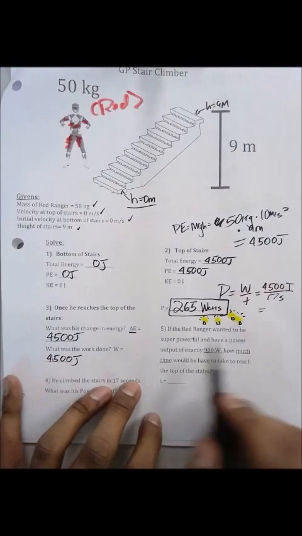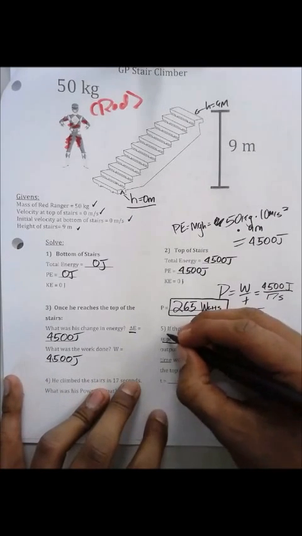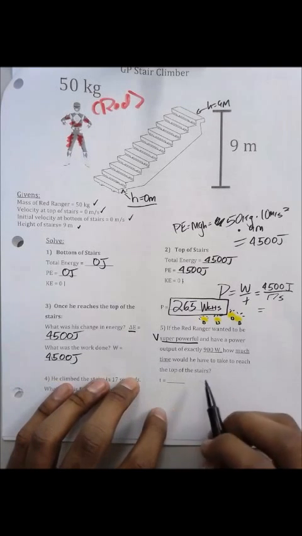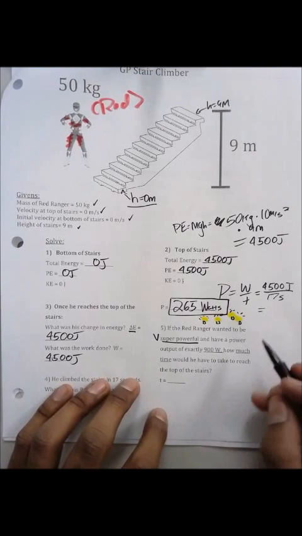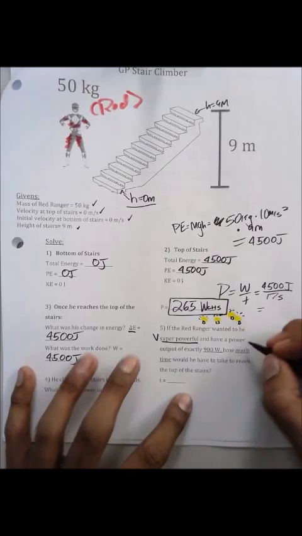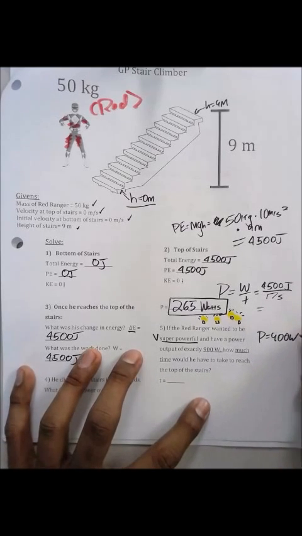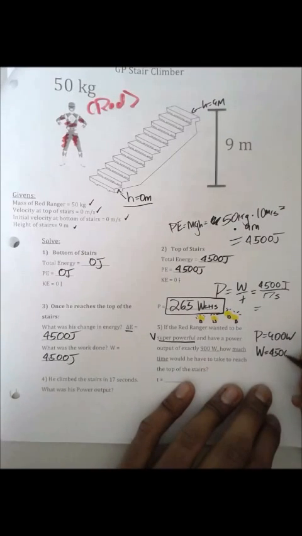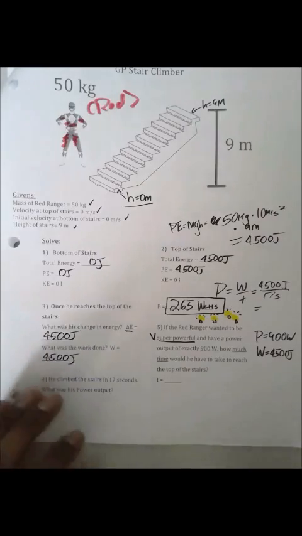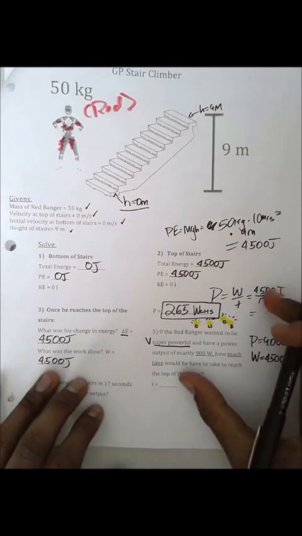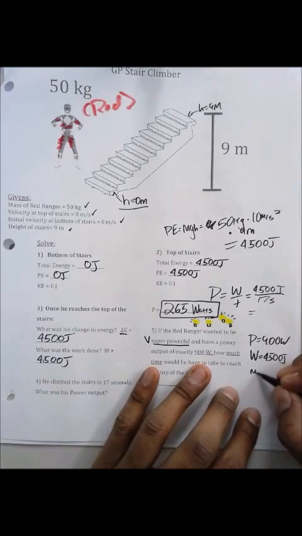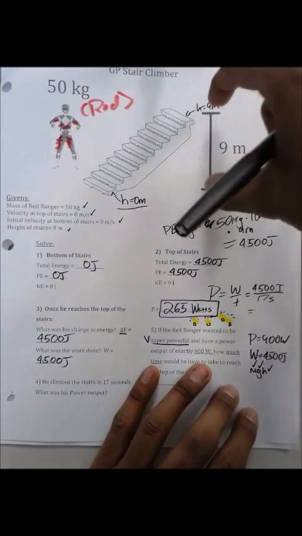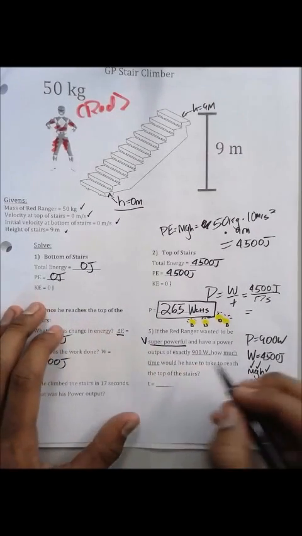Alright, the Red Ranger wanted to be super powerful and have a power output of exactly 900 watts. How much time would he have to take to reach the top of the stairs? This is a little bit tougher because we know the power is equal to 900 watts, or we want a power of 900 watts. We know that work isn't going to change. That work is still going to be 4,500 joules. We know that because the Red Ranger's mass isn't going to change in mgh. G is not going to change, it's always 9.8, and the height isn't going to change either. That staircase is always going to be 9 meters. The only thing that's going to change is the time.